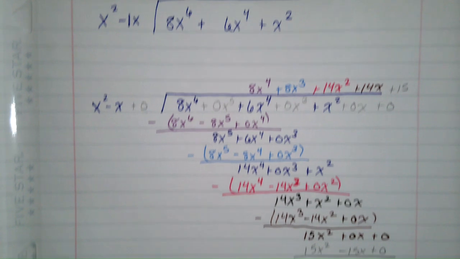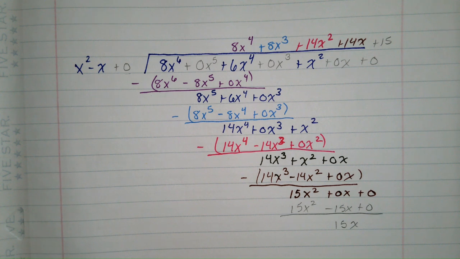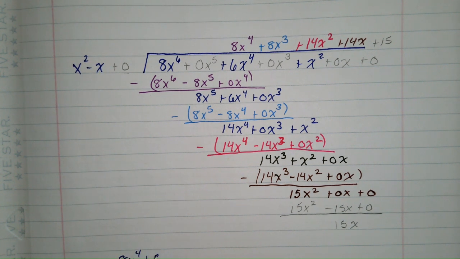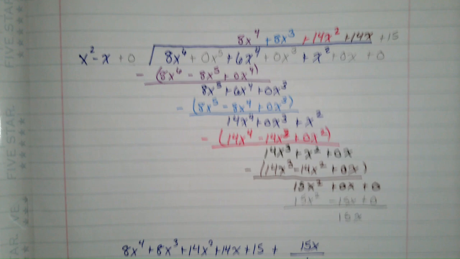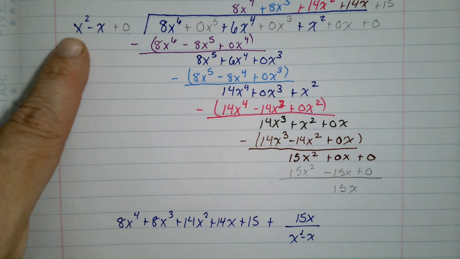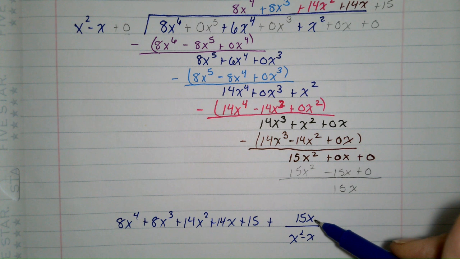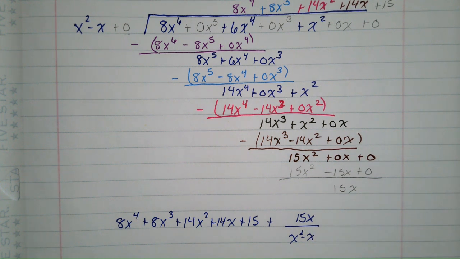Okay. And then I hit it. Now I have a smaller power than that, so my answer is 8x to the 4th plus 8x cubed plus 14x squared plus 14x plus 15 plus a remainder of 15x over our divisor. And that's how I would write that answer. So again, this one was not eligible for synthetic division because it had a squared in there. So our goal is to have the smallest numerator possible. Your power of your numerator needs to be smaller than the power of your denominator.